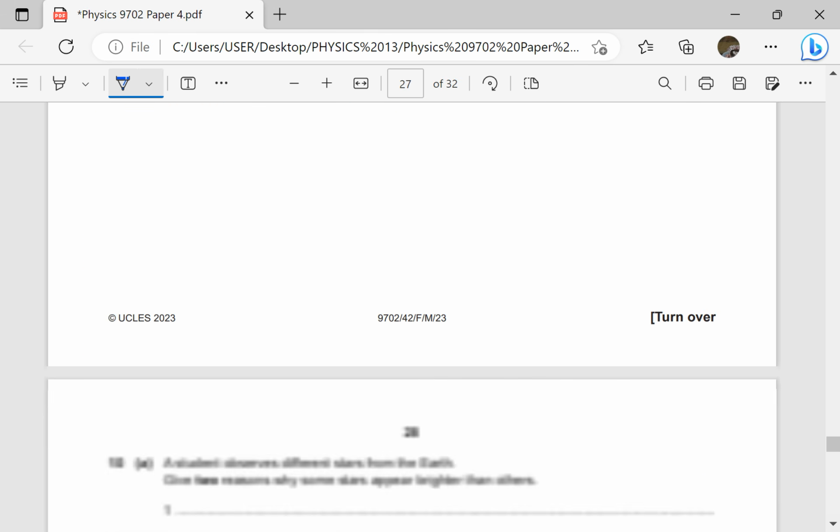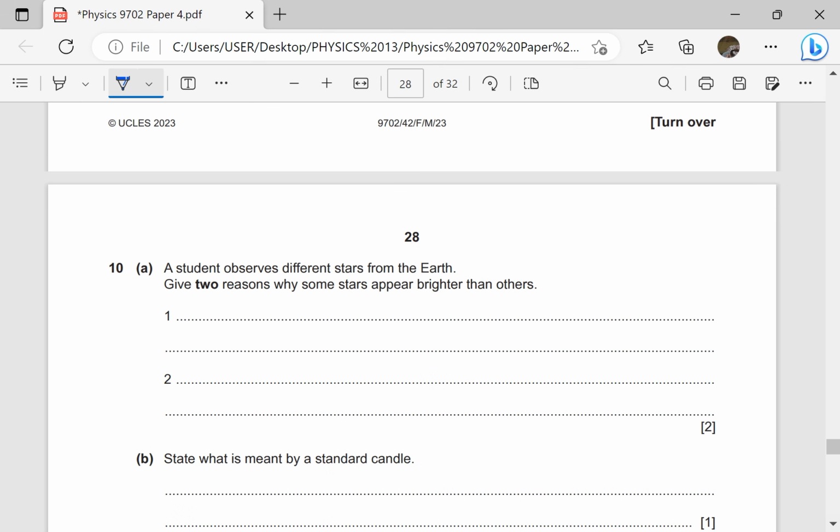Okay. Lastly, I think this is astrophysics and cosmology. A student observes different stars from the Earth. Give two reasons why some stars appear brighter than others. I think you observe this every day, but this is simple because one, a brighter star could be very close to the Earth, or it could be closer to you. That's number one.